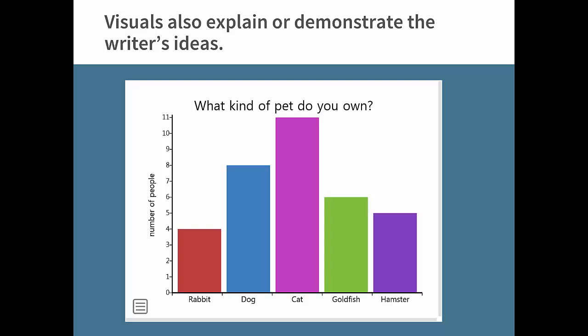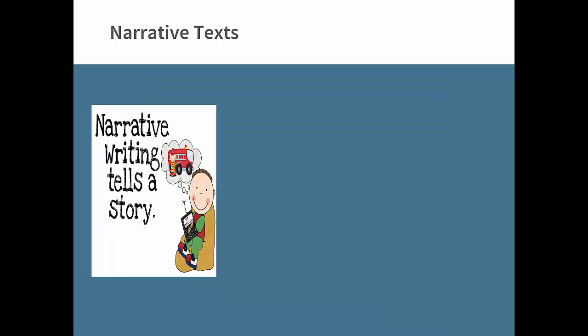So now let's move our thoughts to narrative writing, that third type of writing. Narrative writing must tell a story. Generally, when writing a narrative, paragraphs usually relate events in the order in which they occurred.